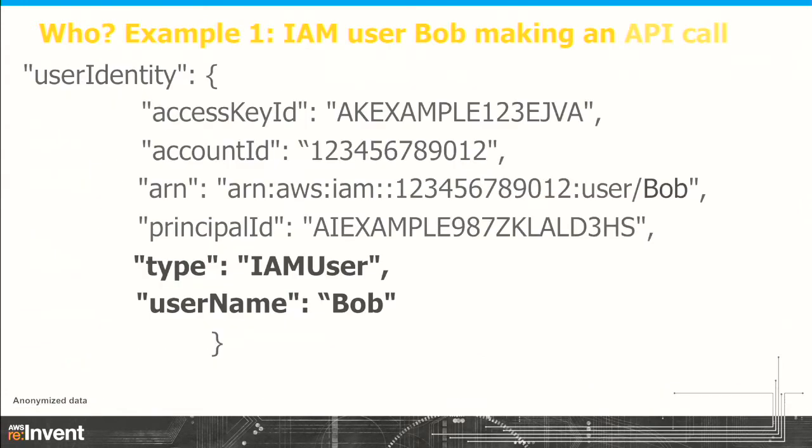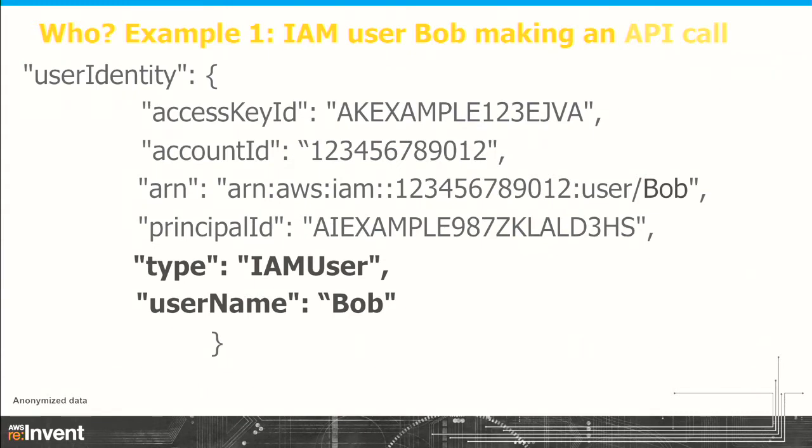So in the first example, Bob, an IAM user, is making an API call, and the user identity element is going to look like this. You'll see an access key ID, and then you'll see that the type of the user is IAM user, and the username is Bob. You'll also be able to see the principal ID, which is a unique identifier for Bob.